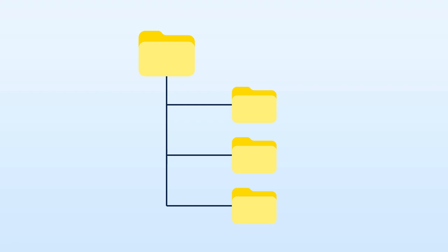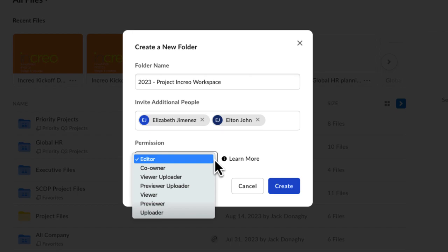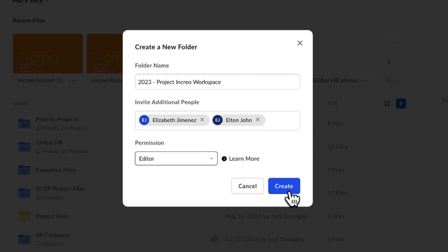Permission levels in Box follow a waterfall design. This means that collaborators have access to the folder they're invited into, as well as any subfolders underneath it. In this case, I'll make collaborators editors, so they have the ability to edit content in this folder. Click Create to create the folder.